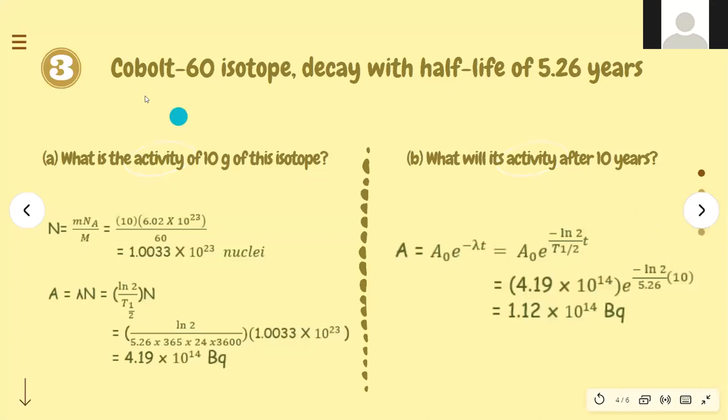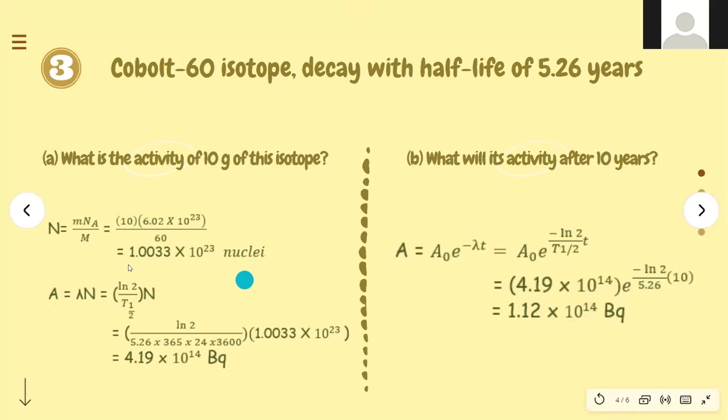Third, cobalt 60 isotope decays with a half-life of 5.26 years. What is the activity of 10 gram of this isotope? The question wants activity, so we use the formula lambda N. But first, we have to find the value of N using mass times Avogadro constant divided by the molar mass of the isotope. The value is 1.0033 times 10 to the power of 23 nuclei.